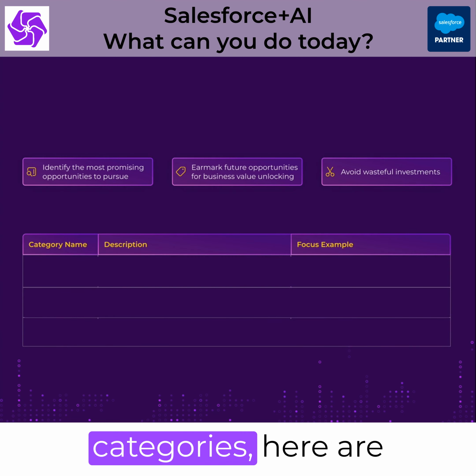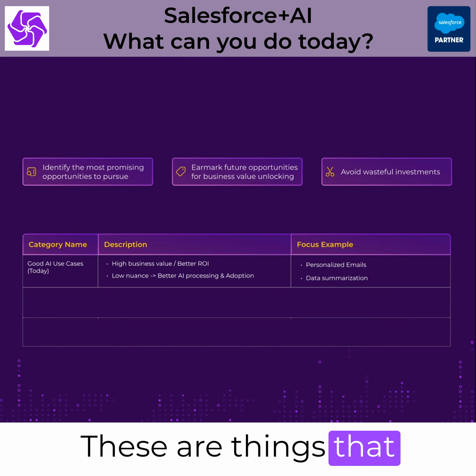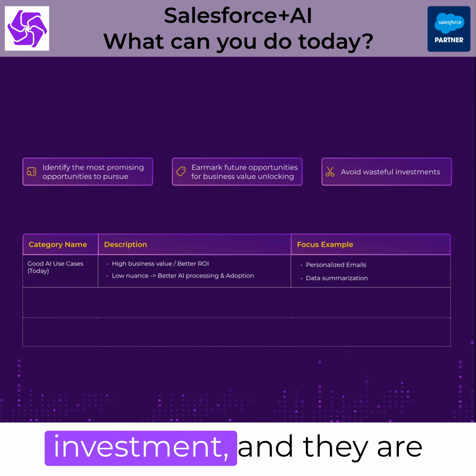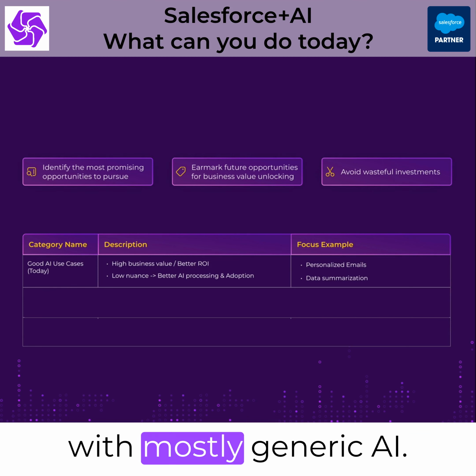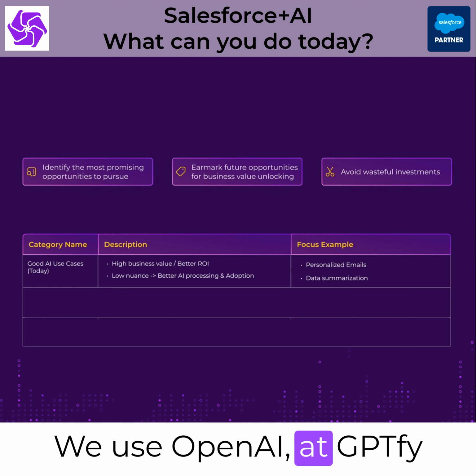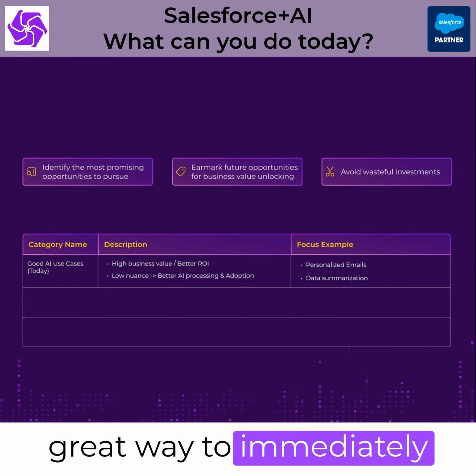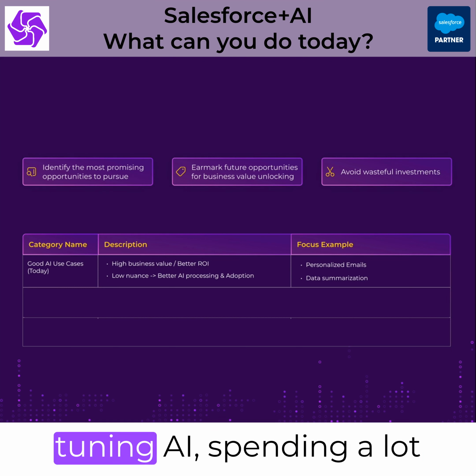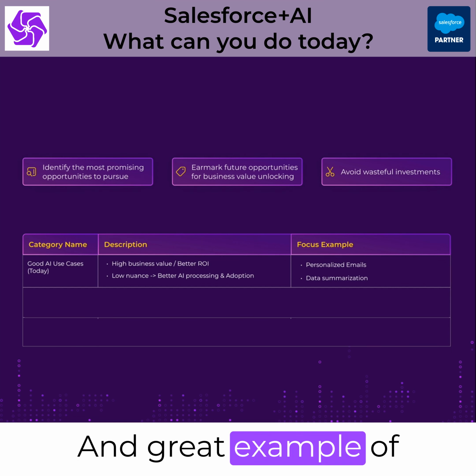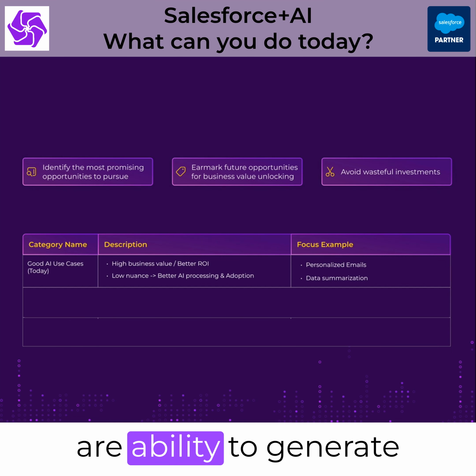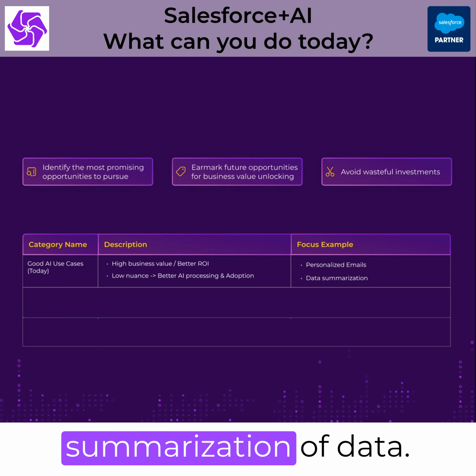If you think about those categories, here are good AI use cases that you can deliver on today. These are things that bring high business value, a better return on investment, and they're low nuance, which means you can deliver on them with mostly generic AI. We use OpenAI, that GPTfy, for a lot of use cases that we are automating. It's a great way to immediately get value without fine-tuning AI, spending a lot of money on some very business-specific thing. And a great example of these kinds of capabilities is the ability to generate hyper-personalized emails, which are contextually sensitive, and the ability to do summarization of data.